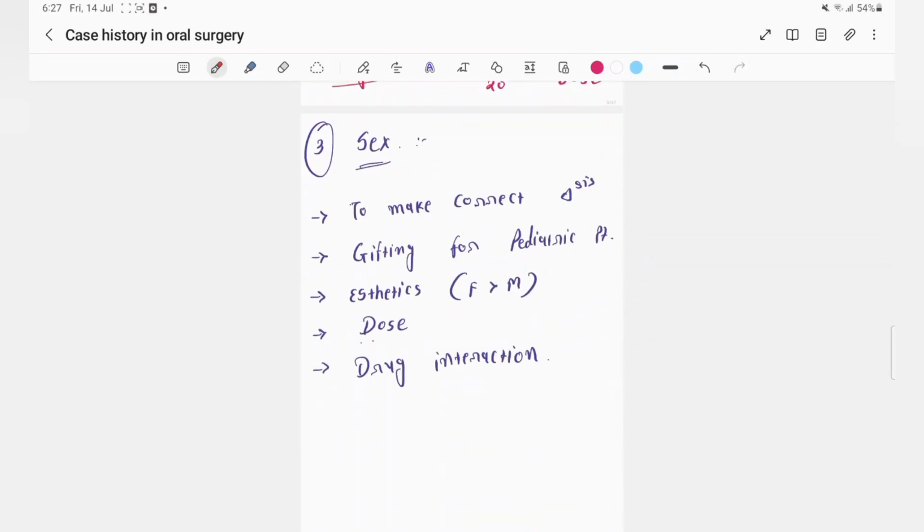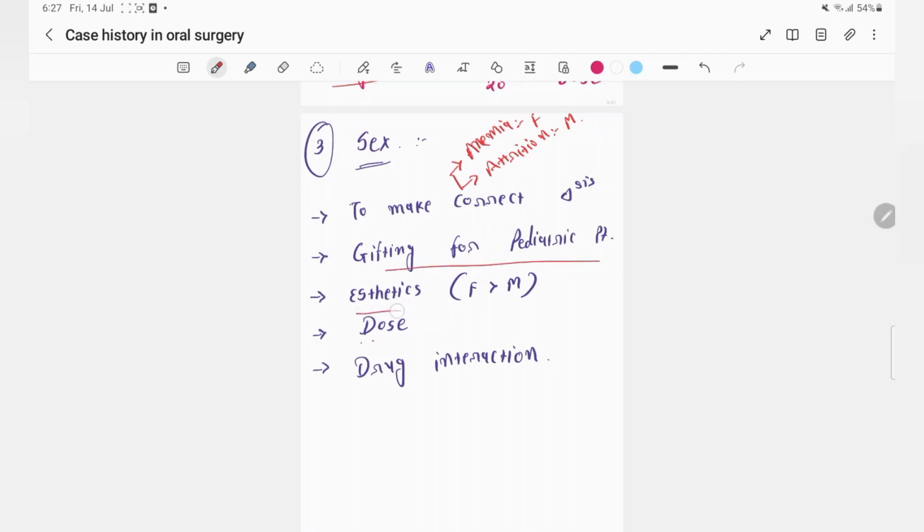Now moving to sex. Whenever it comes to diagnosing certain diseases, it is important to consider sex. Why? For example, anemia is more common in females while attrition is more common in male patients. Then, whenever we are dealing with pediatric patients, the gender can influence the choice of gift, such as soft toys can be given to female patients and racing cars to male patients.